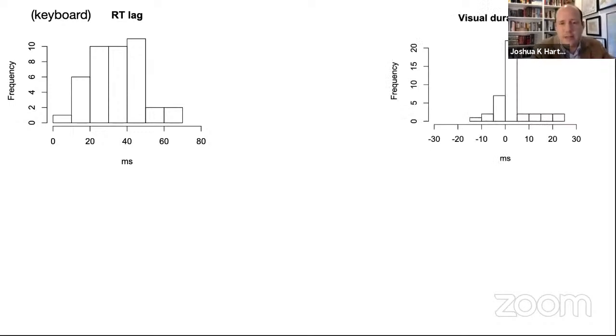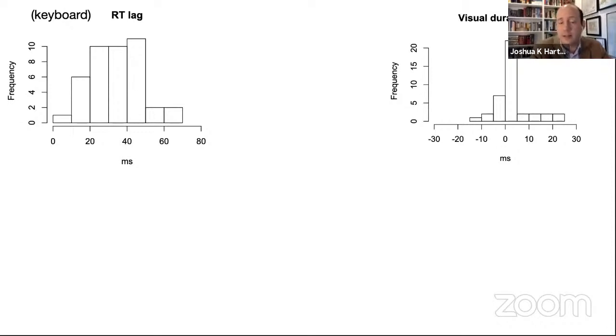Visual duration bias is basically this: you wanted your stimulus to display for 100 milliseconds, so how long did it actually display? For the most part, about 100 milliseconds, but for some of these platform combinations it might be 20 milliseconds longer, or 10 milliseconds shorter. But again, without a whole lot of variation in that, right?